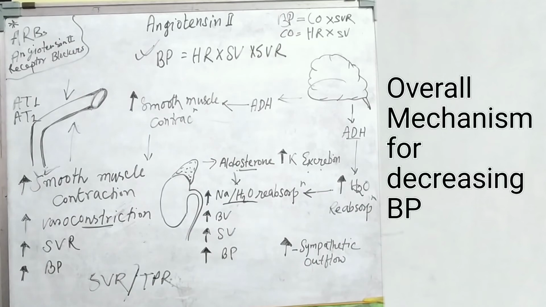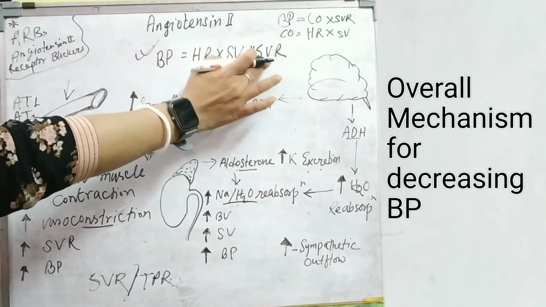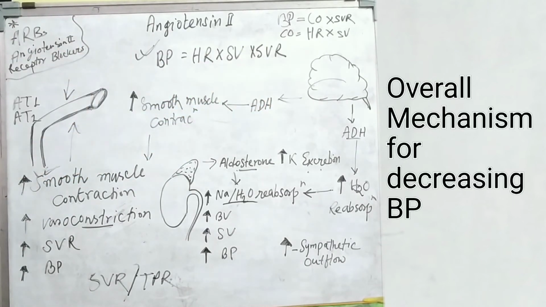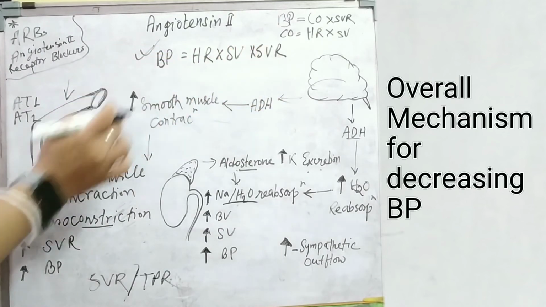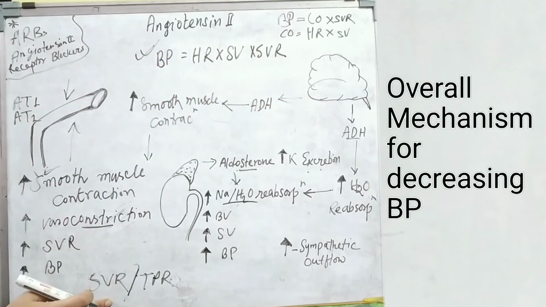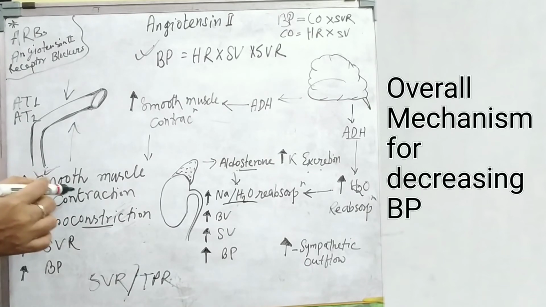Okay. So as we can see from the blood pressure equation above, if the SVR is increased, it will increase the blood pressure. So this is one of the ways. Angiotensin 2 is a potent vasoconstrictor. It binds to the angiotensin 2 receptors on the blood vessels, leading to smooth muscle contraction.